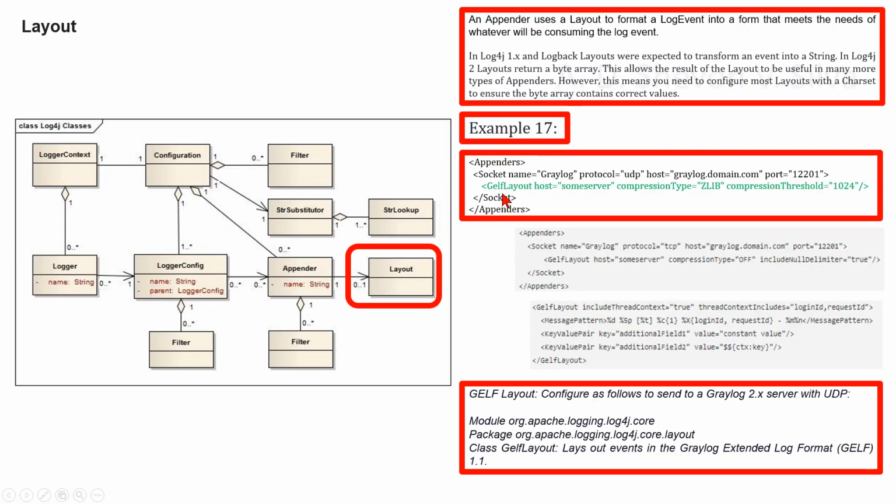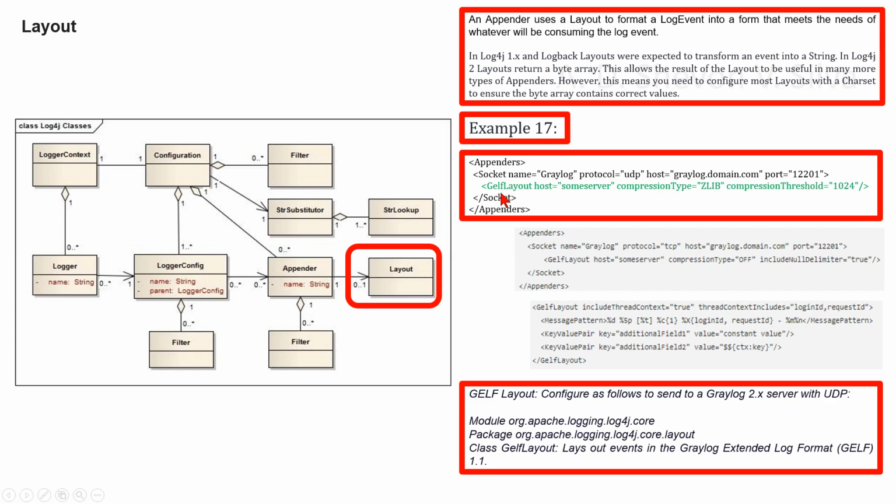GELF layout. GELF layout is configured as follows to send to a Graylog 2.x server with UDP. The class GelfLayout in package org.apache.logging.log4j.core.layout in module log4j-core lays out events in Graylog Extended Log Format GELF 1.1 here.